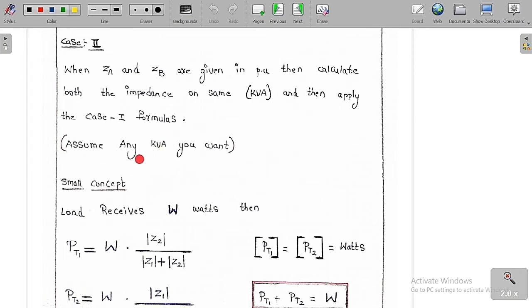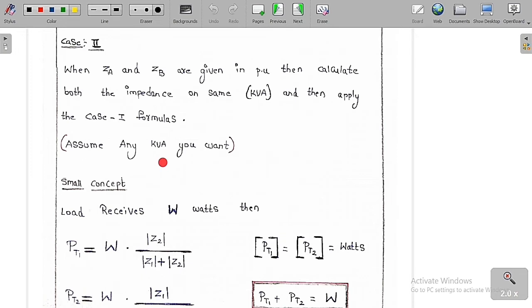This is the thing that you always have to remember. Whenever ZA and ZB are given in per units, calculate both the impedances on the same KVA. Then apply the case 1 formulas to get the values of SA and SB. If they give the ohmic values, that is case 1; don't think about KVA ratings, just apply the basic formulas.